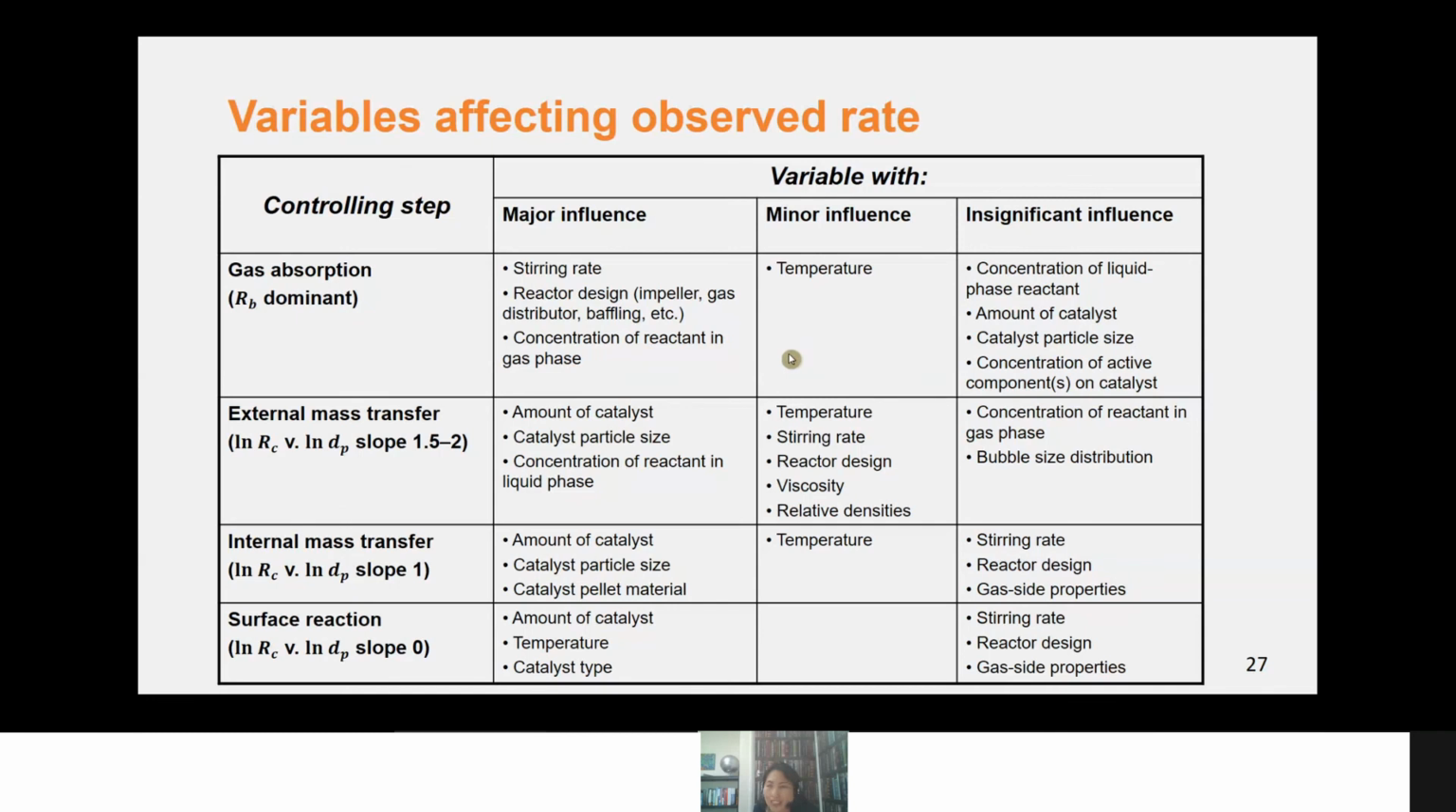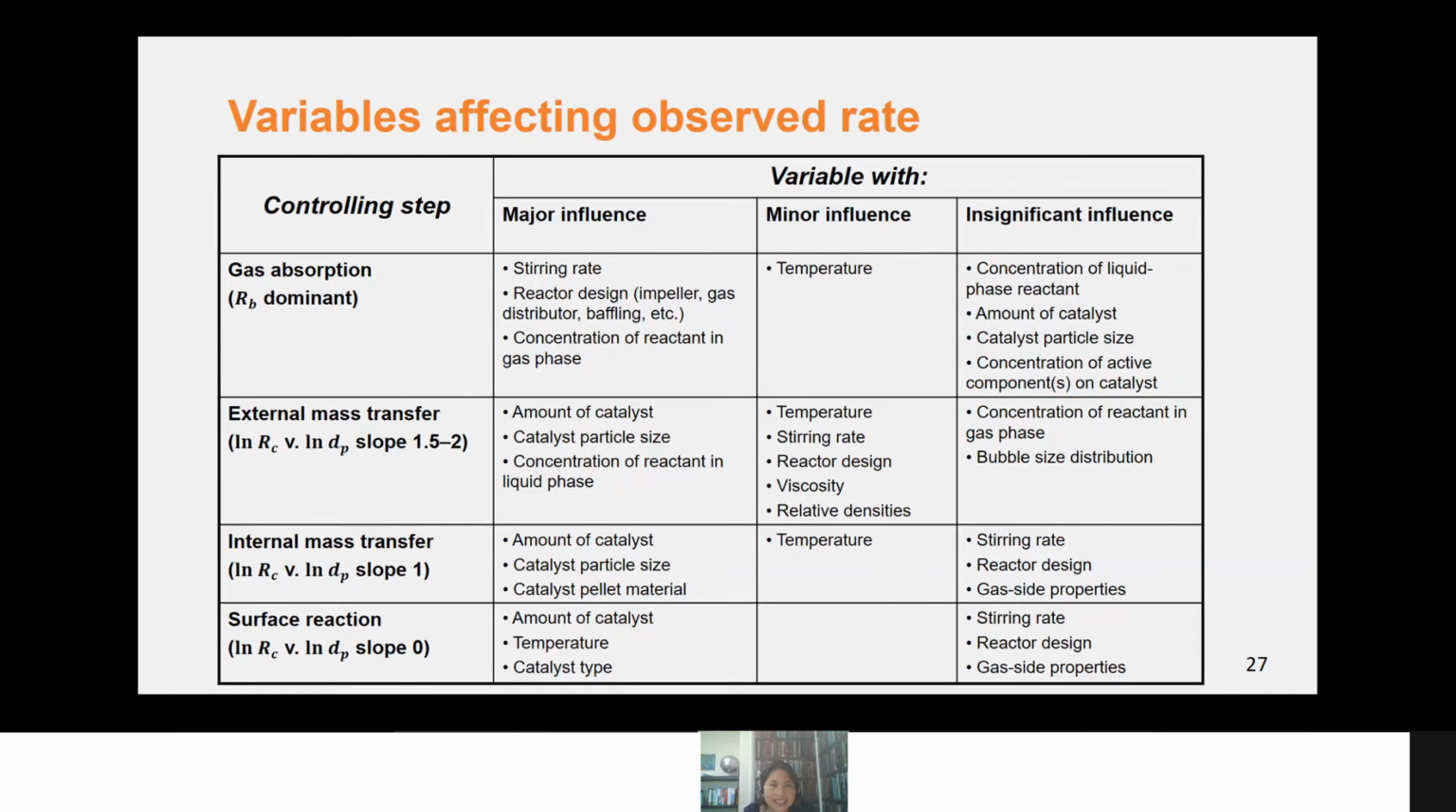Okay, what about temperature? So temperature has a limited influence on the process if the limiting rate is gas absorption. Okay, why is that? Remember, temperature affects the equilibrium between the gas and the liquid. So what parameter does it affect? When you think of gas absorption into the liquid phase, what is affected by the temperature?